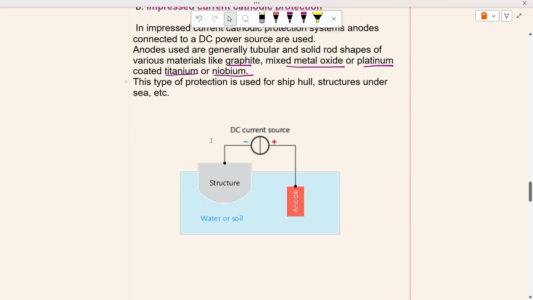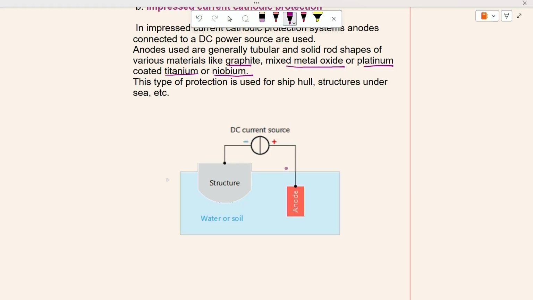Here we have the picture of that. This is the structure that has to be protected. It is connected to a DC source, at the negative pole, and therefore the structure has an electron rich environment, and this other metal acts as the positive electrode, the anode. The advantage is that since DC power is supplied, the structure remains negatively charged and the anode positively charged, so there is no loss of metal. The structure is protected, with no need of replacing the anode.